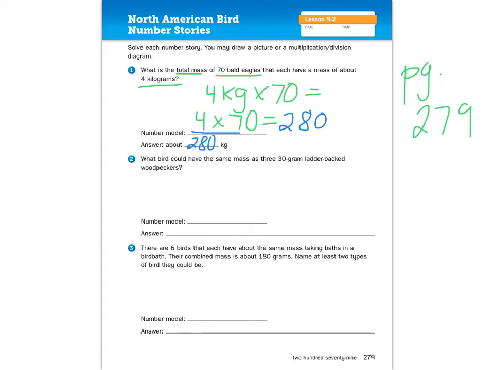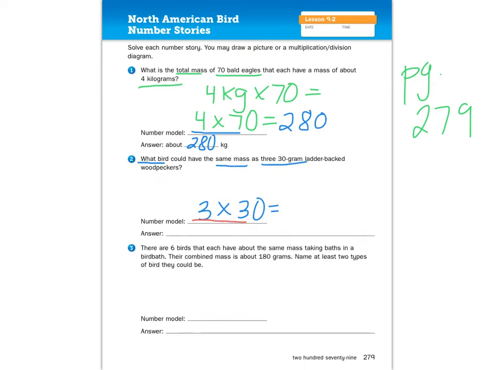All right, this one's a little bit tricky because this one is asking us for what bird could have the same mass as 3 30-gram ladder-backed woodpeckers. So we have to first solve to figure out how much 3 30-gram ladder-backed woodpeckers weigh. So we are talking about how many of them? We're talking about 3. And how much do they each weigh? We know 30 grams. So we should see a hidden math fact in here.